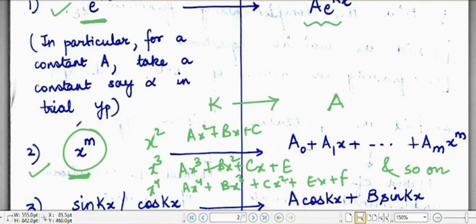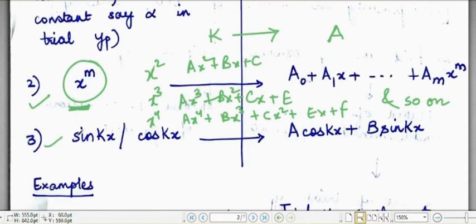So for exponential, it's a constant times the exponential itself. For a constant, it's the constant. For x to power m, it's x to power m and the linear combination of the reduced powers also. Suppose the right hand side is now sine or cosine. What can be your guess in this case, because left hand side is a linear combination of the derivatives? Sine's derivative can either be cos or sine depending on the order of the equation. So whether it's sine or cosine, you can take a linear combination of sine and cosine both as a trial YP, and your A and B will be adjusted according to the question.